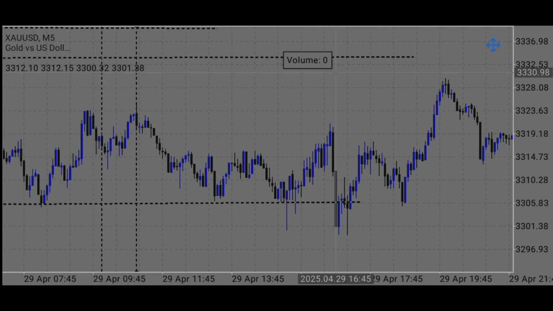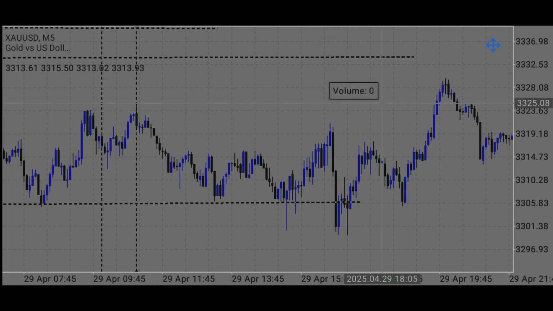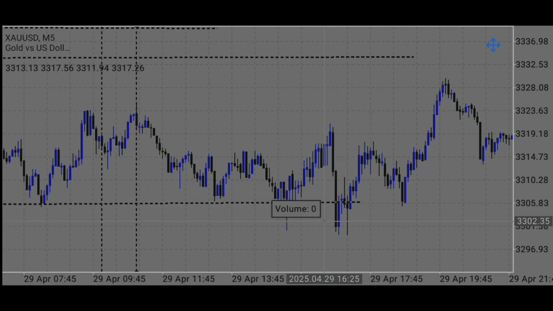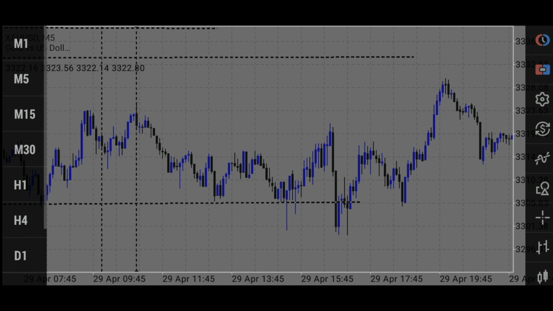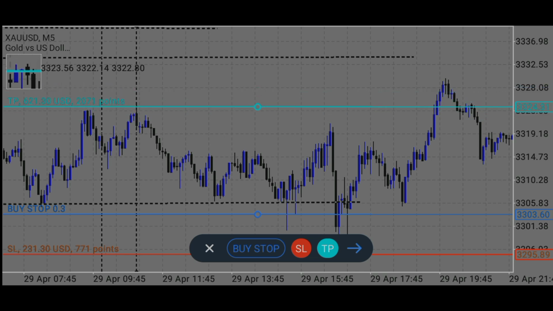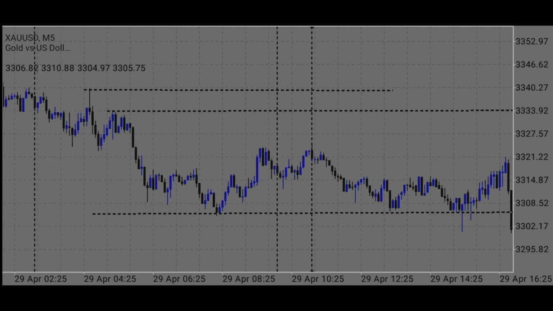Even if it did not touch the highest, but still we can book our partial profit. So after the sweep of the liquidity, we will buy. SL should be a little more. We are still making around $600 in this trade. Let's go. We have taken more trades.